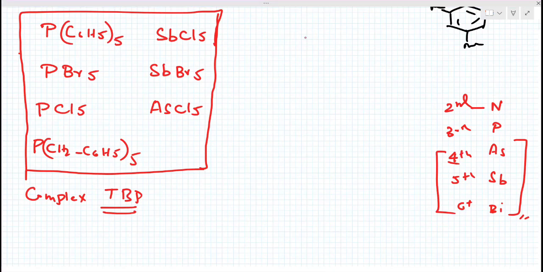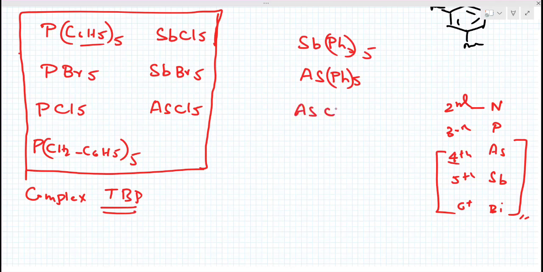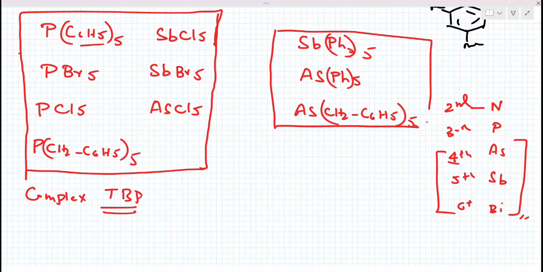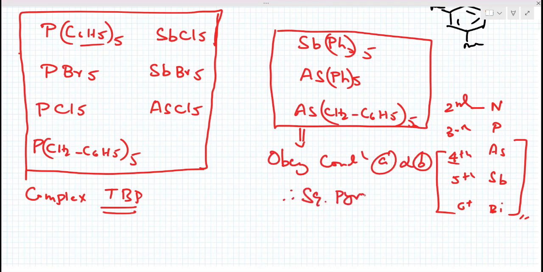Now in this case, please note: Sb(C6H5)5, or As(C6H5)5, or As(CH2C6H5)5. These three molecules, what is the shape? These three molecules obey condition A and B, right? A and B. Therefore, this is square pyramidal geometry. This is very important, please note it for the exam.